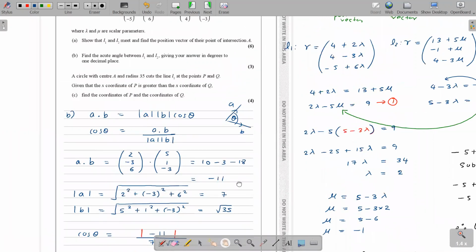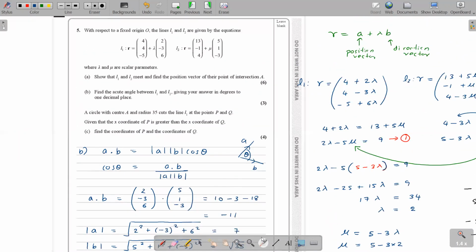Okay, let's move to the next part, the last part. A circle with center A and radius 35 cuts the line 1 at the points P and Q. Given that the x coordinate of P is greater than the x coordinate of Q, find the coordinates of P and the coordinates of Q.